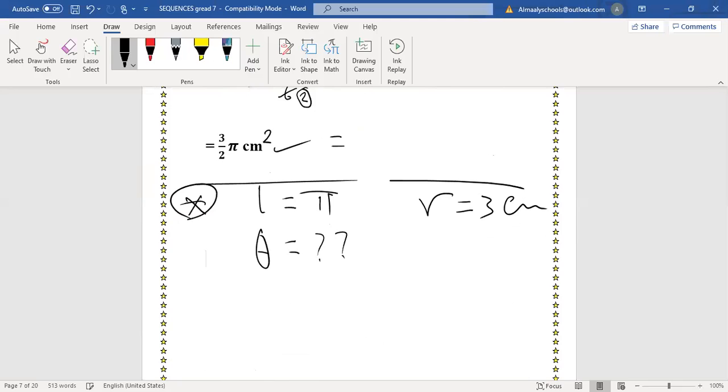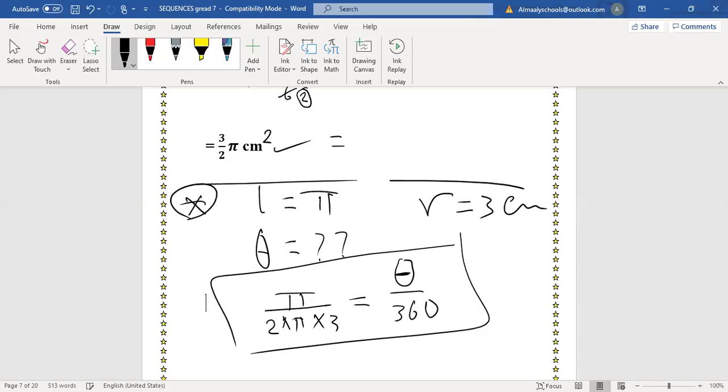We will rearrange the question. You can write the length of the arc over 2πr equals the measure of the central angle over 360. Do you remember this rule? This rule is length over length equals measure over measure. He told me the length of the arc is π, so I wrote π. And 2πr. And he told me the radius equals 3 centimeters.